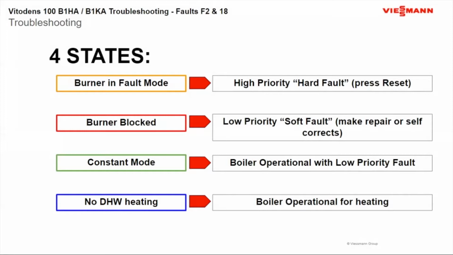Burner blocked, low priority soft lockout, that's going to be our 18 fault for today. That's a soft lockout. As soon as you make the repair, it will automatically correct that fault. As well, this boiler here is one of the only boilers that we do carry that you do not need the outdoor sensor to run. You can either go into program and take it out, or just cycle the switch on and off.